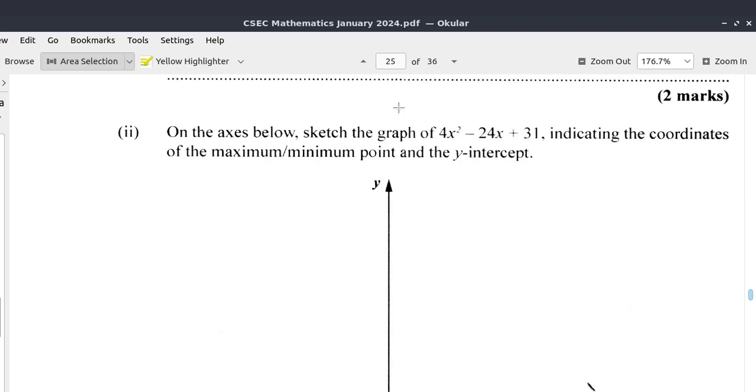Alright, so this is where we reached in the last video. We're looking at CSEC Mathematics, January 2024, and we are at question 8, part B. We did part B1 in our last video, and now we're looking at part B2. So, we should sketch 4x squared minus 24x plus 31.